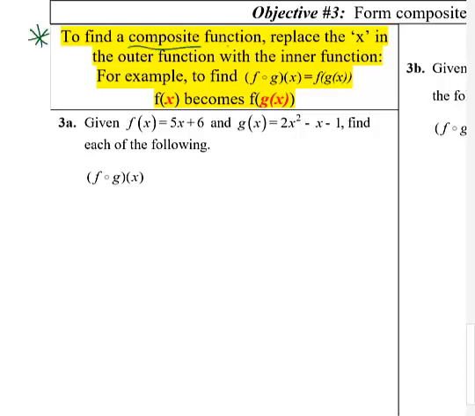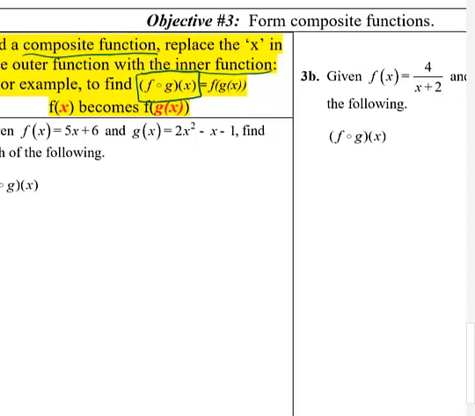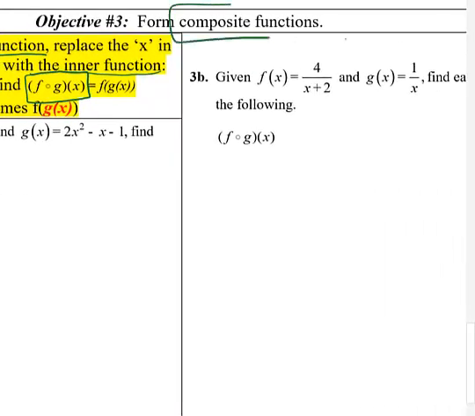Okay, to find a composite function, replace the x in the outer function with the entirety of the inner function, which is crazy. So, for example, this is how they're going to write it, f of g of x. That's how you write the composition of two functions. So it doesn't say that here, but composite functions look like that, f of g of x, or more affectionately known as f o g of x.